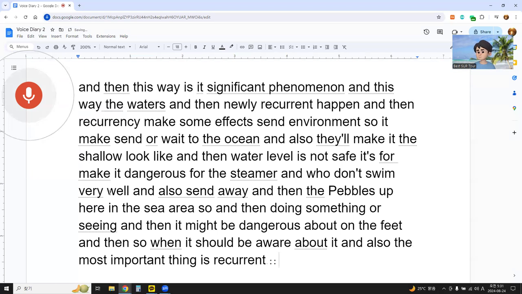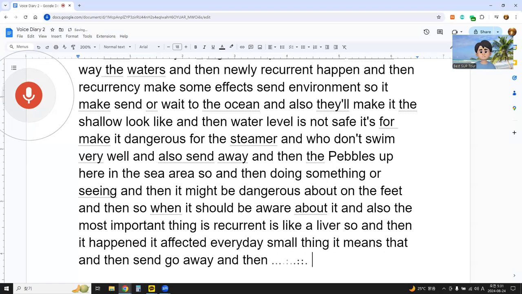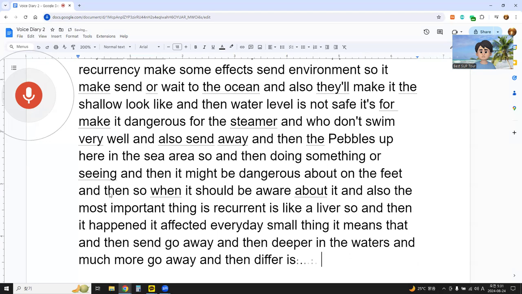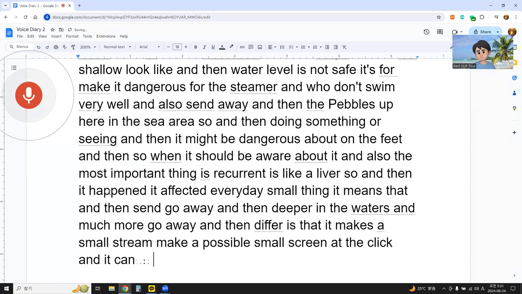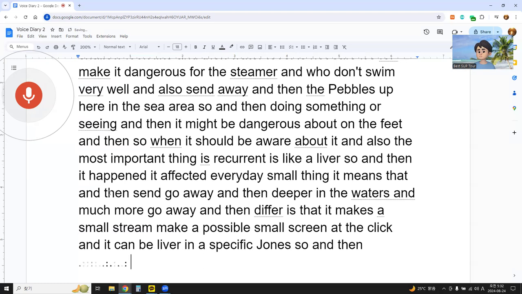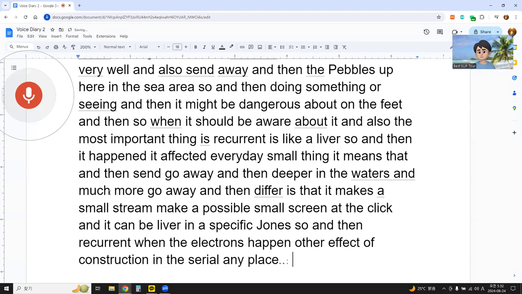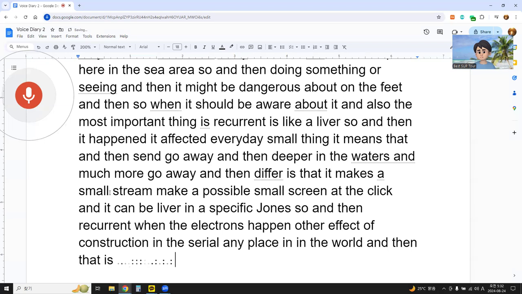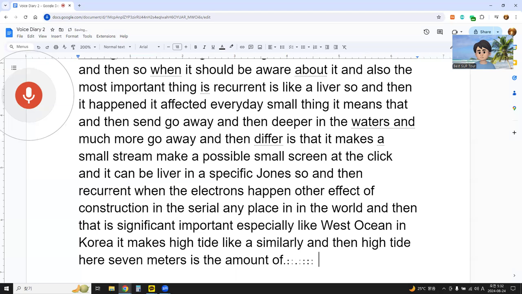And also the most important thing is that rip current is like a river. When it happens, it affects everyday small things. It means that sand goes away, it gets deeper, and the waters go away and get deeper. That makes a small stream possible in a specific zone. So when rip current happens, it is an effect of construction in the sea area, any place in the world, and that is a significant, important phenomenon, especially like the West Sea in Korea. It makes high tide reach here 7 meters. The amount of water is too much.